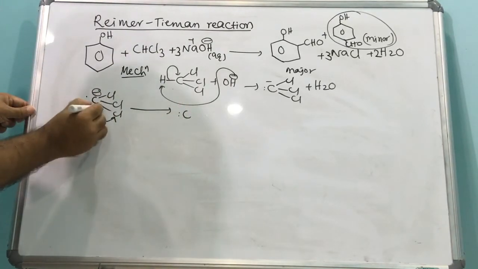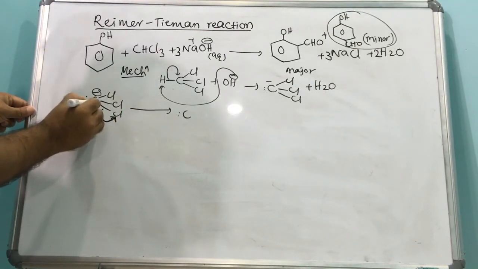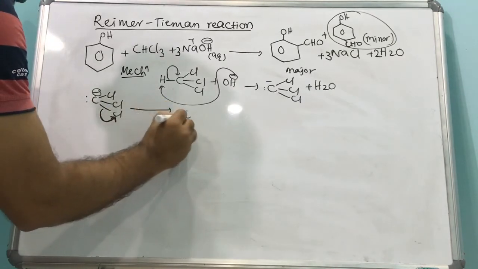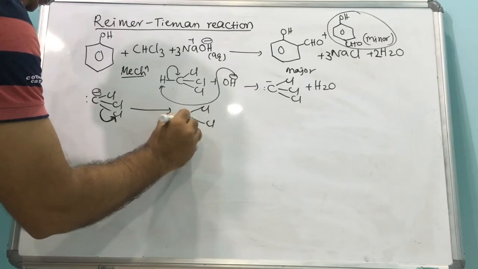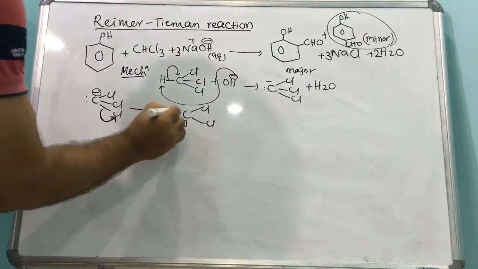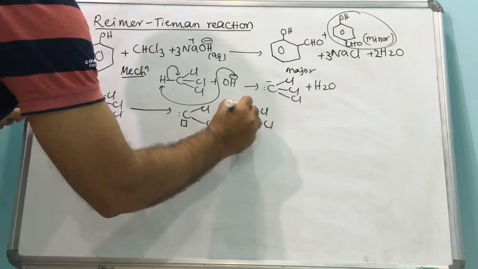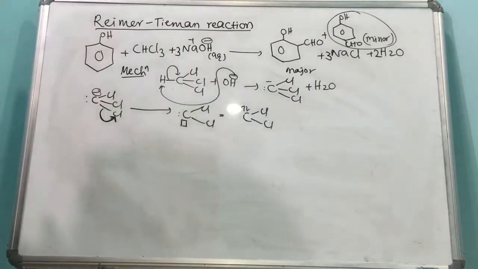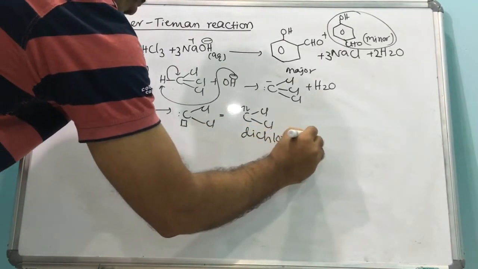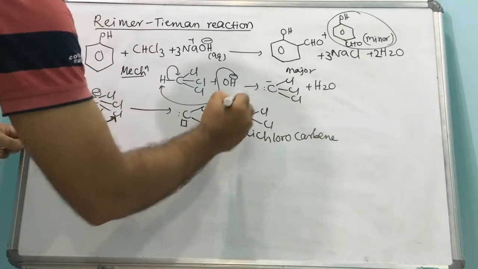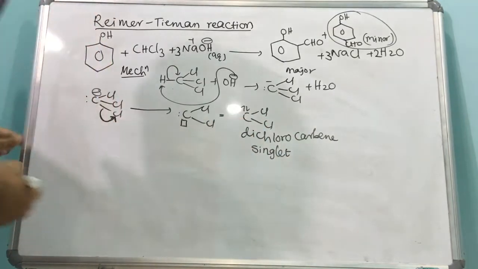Due to the leaving of this Cl minus, it gives a negative charge. This is a positive charge, negative, positive, neutral. That's why no charge. But we can write here Cl, Cl. It indicates that it has one vacant orbital. And this pair of electrons can be represented like this also. Cl, Cl, and having it like this. This is a pair of electrons. This is called dichlorocarbene.